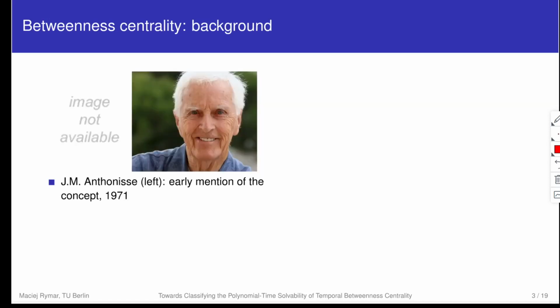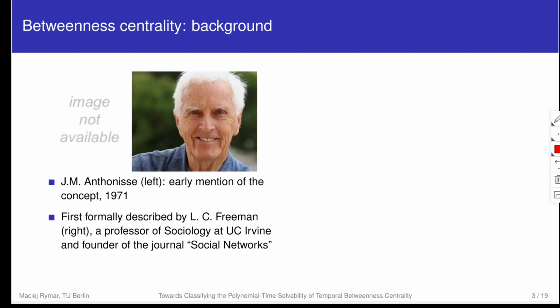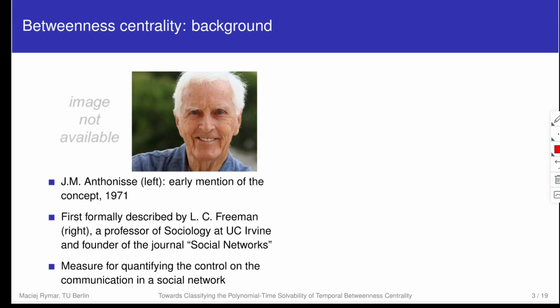And just to give some background on the concept, the earliest mention I was able to find about it was by J.M. Anthonys in 1971. I wasn't able to find their image, but nonetheless, I'd like to credit them because it's the earliest mention. Generally, the first formal treatment attributed in the literature is by Lyndon Freeman, who was a professor of sociology at UC Irvine, and he introduced it as a measure for quantifying the importance that a node has in a network.